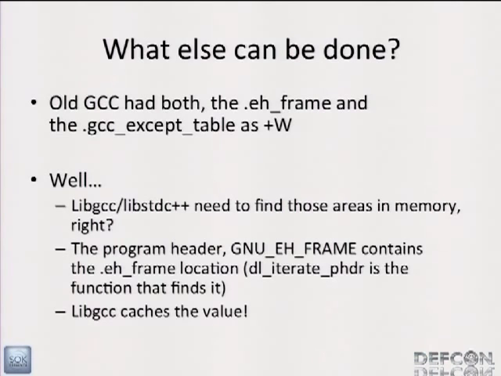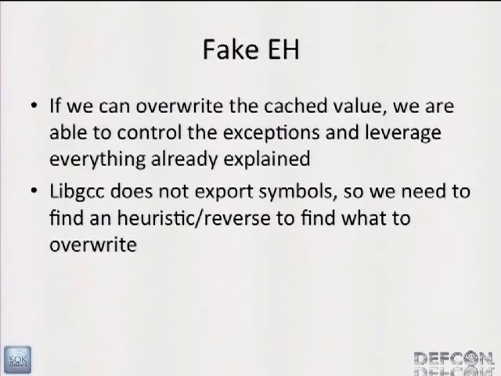If we overwrite this pointer, we can actually point it to a location in memory that we control, which means that we can point the exception handling table and all the exception handling mechanisms to another location in memory. So when an exception is thrown, it will execute with our rules and we win. The way that it works is basically creating a fake exception handler, right? A fake EH. We create a fake table in memory, and we overwrite the cached pointer to point to that location, and then we just trigger the exception.